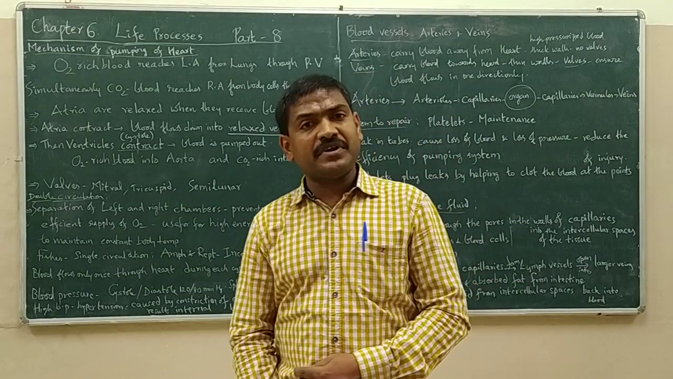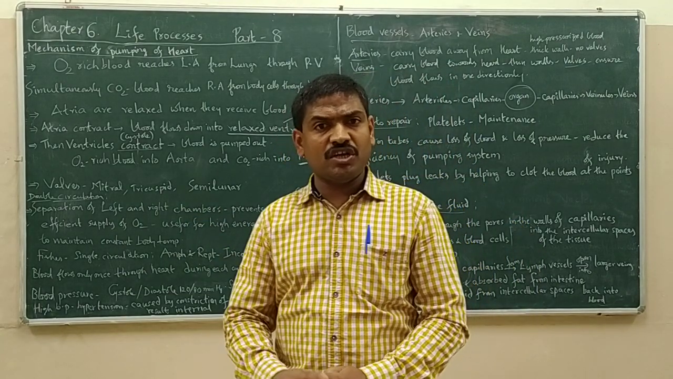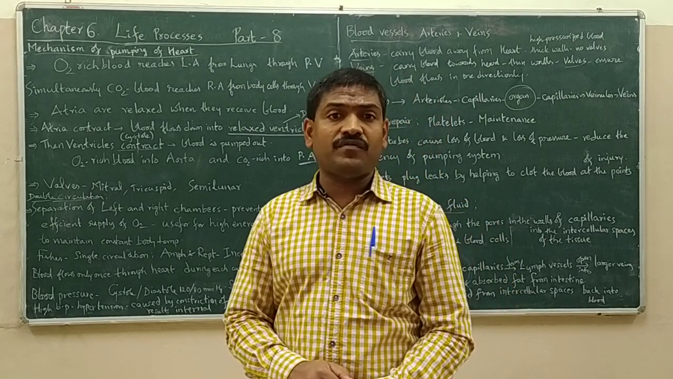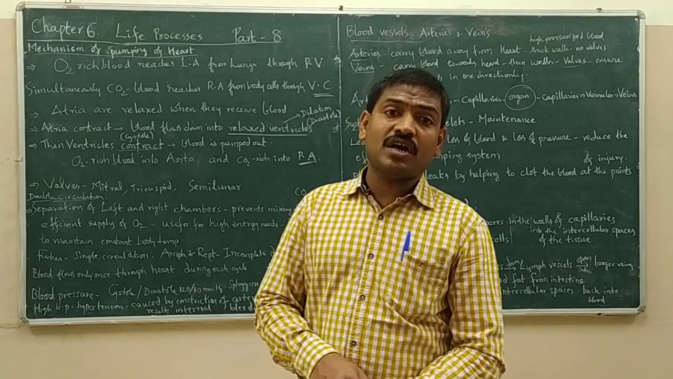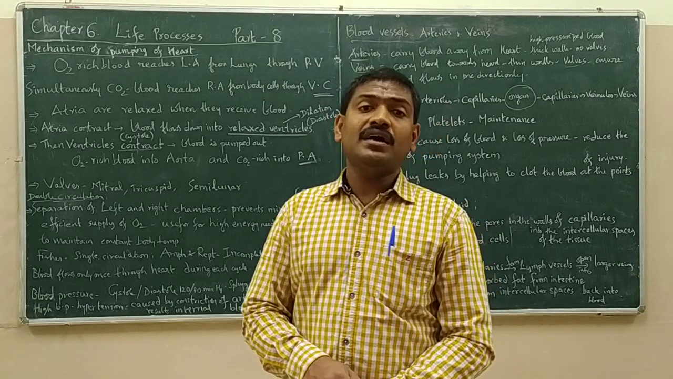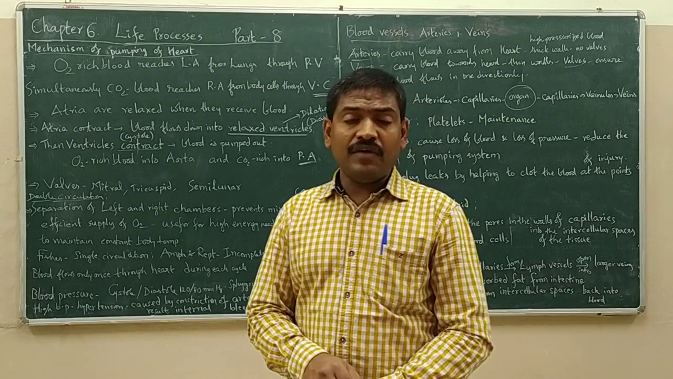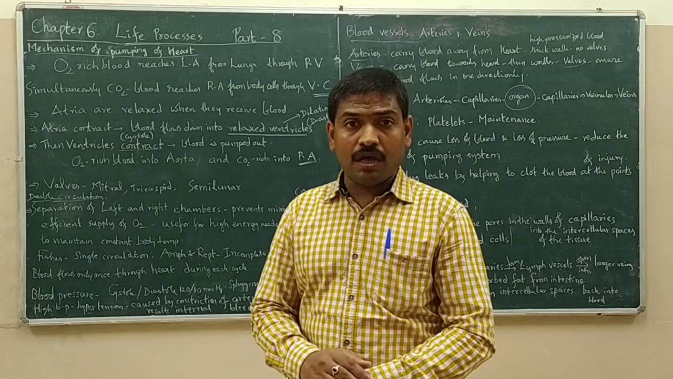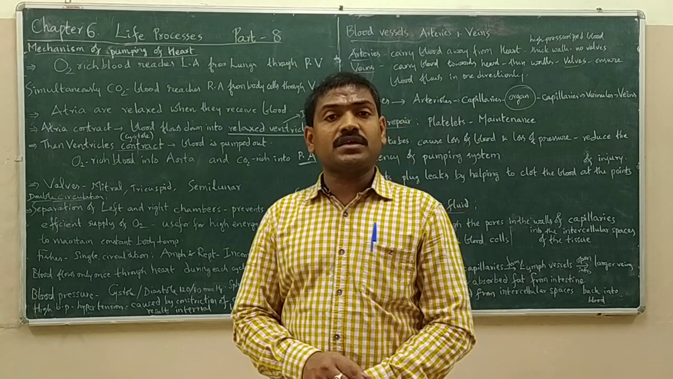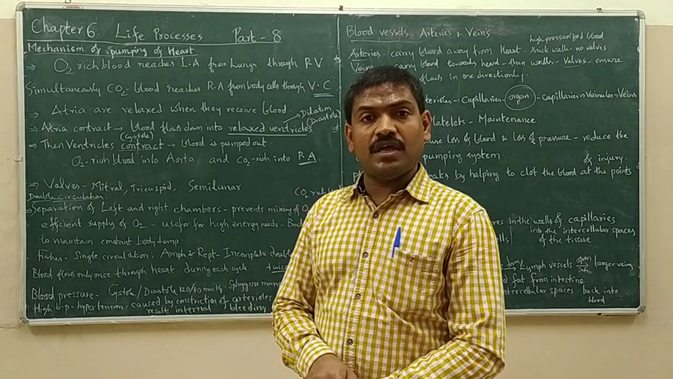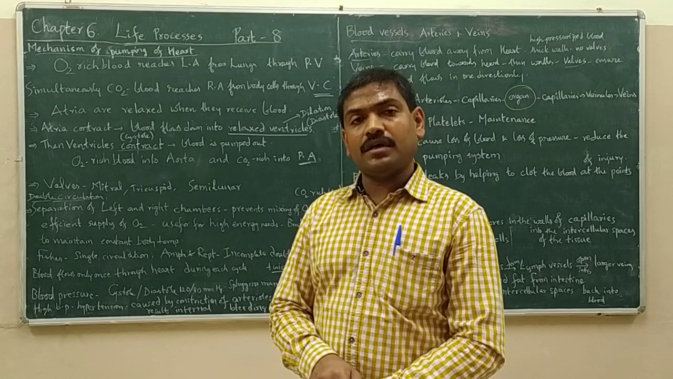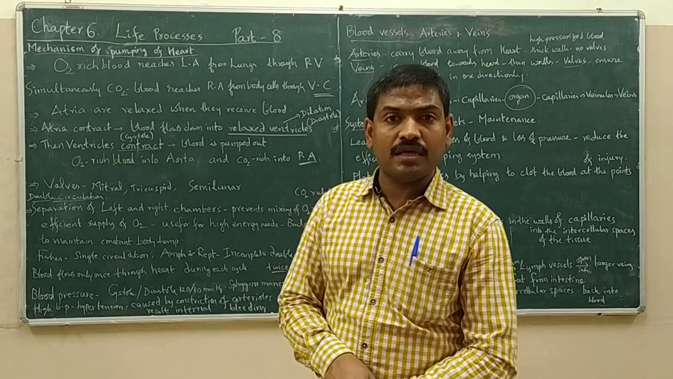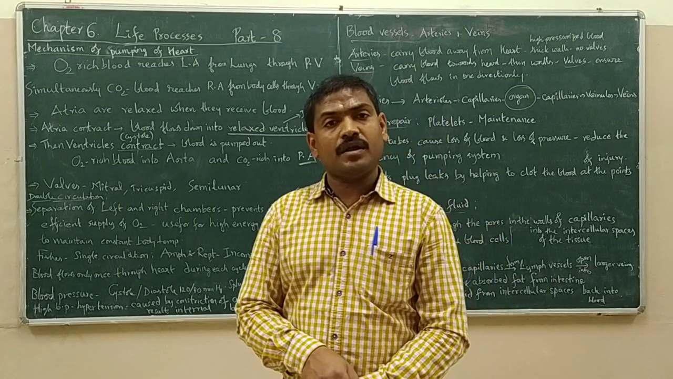These valves are crescent-shaped, or semilunar. They are present at the entrance of the larger blood vessels which are connected to the left and right ventricles. The left ventricle is connected to which large blood vessel? Aorta. And the right ventricle is connected to which large blood vessel? Pulmonary artery. So at the entry of the aorta and pulmonary artery, these semilunar valves are present.